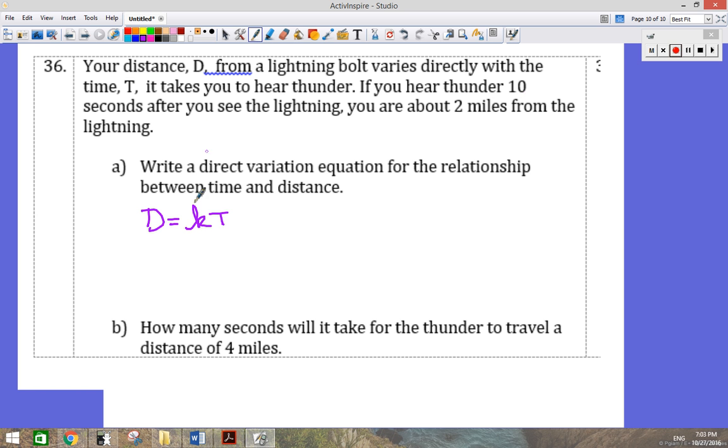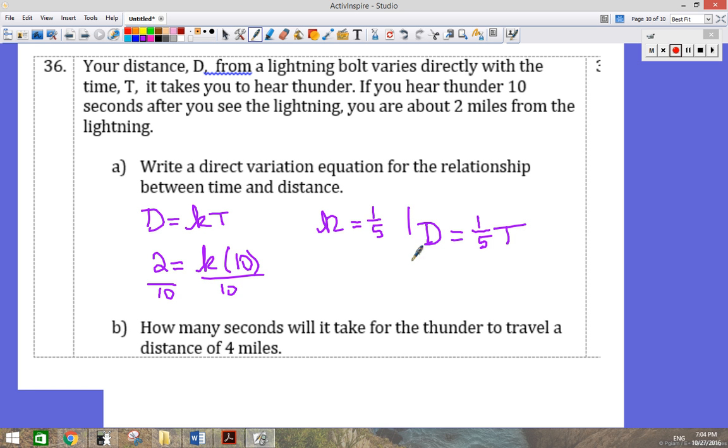If you hear thunder, 10 seconds, well, T is for time, so that's 10 seconds, when you see lightning, that you're about 2 miles. So this is just an approximation. It's not exact because it'd be pretty difficult measurement tools to measure that precisely. So to solve for K, let's divide both sides by 10. And so K is 2 over 10, but 2 over 10 reduces to 1/5. So my equation is, the distance is 1/5 times the time, where the distance is in miles and the time is in seconds.